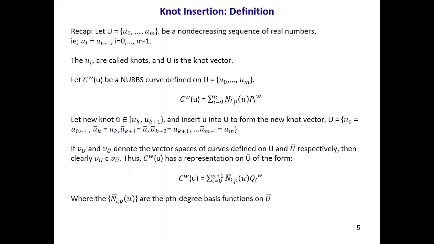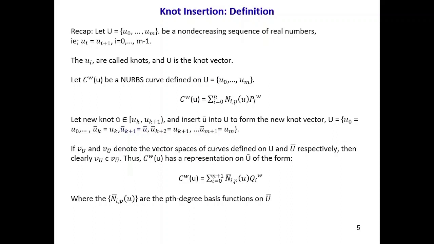Let us include a new knot ū which belongs to the interval [u_k, u_{k+1}). If we insert this new knot into the knot vector to form the new knot vector Ū, we can see in the blue region where the new knot has been inserted, at ū_{k+1}. If V_U and V_Ū denote the vector spaces of the curves defined on U and Ū respectively, then V_U is a subset of V_Ū.